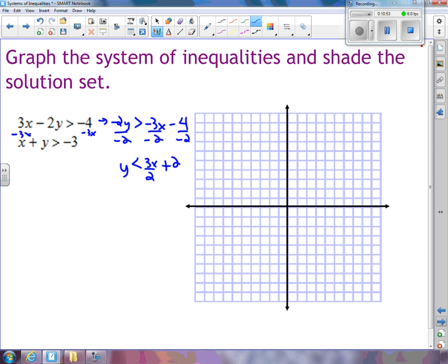Negative divided by a negative is a positive. So my b is 2. My m is 3 over 2. So I go up 3 over 2, up 3 and over 2, and so on.